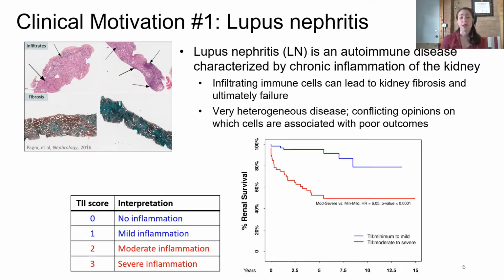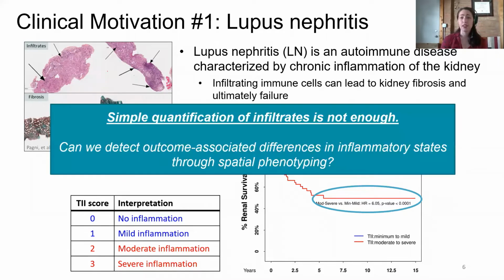If we look at the Kaplan-Meier curve on the right, you can see that if you have minimal to mild inflammation, the patient is most likely not going to progress to renal failure. But if we look at the patients that have moderate to severe inflammation, only half of them move to renal failure. So just the baseline levels of inflammation are not enough to tell if a patient is going to progress to kidney failure or not. So simple quantification of infiltrates is not enough, and we want to know if we can detect outcome-associated differences in inflammatory states through spatial phenotyping.